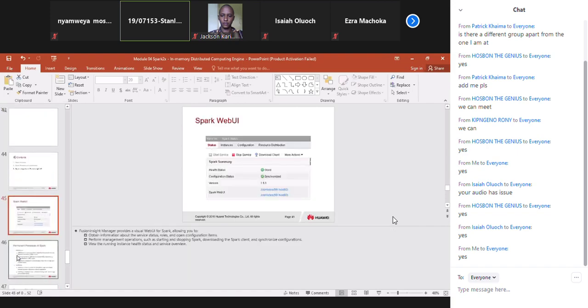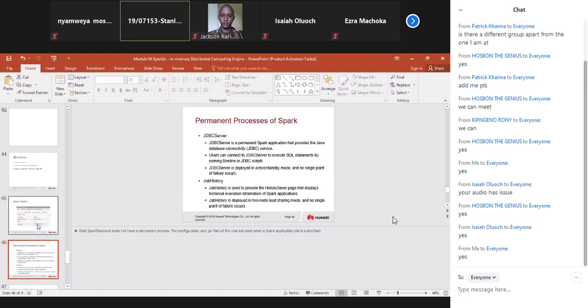This is how Spark looks in the web user interface, if we have the FusionCompute software. In this web UI, you can see the status. We have instances, we have configuration and resource distribution. If you look at the Spark summary, you find something we call health status. It's good. Configuration status, it's synchronized, the version, and the Spark web UI. Don't worry, when we shall be doing the practical, we shall look at that.